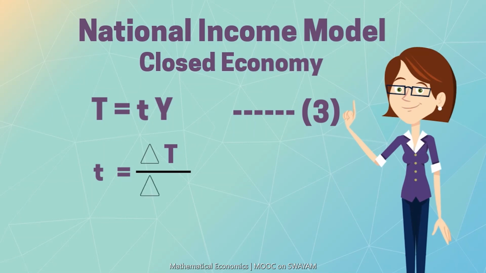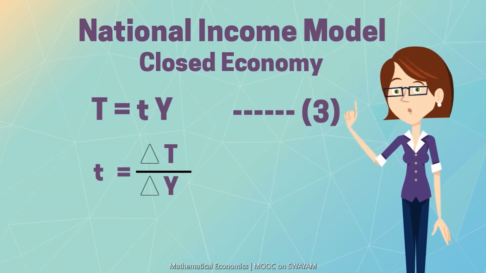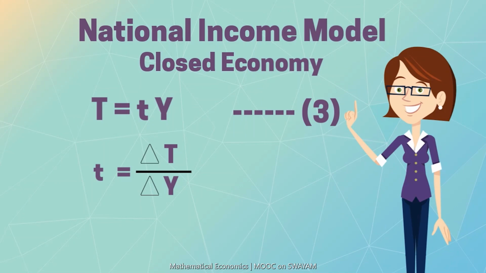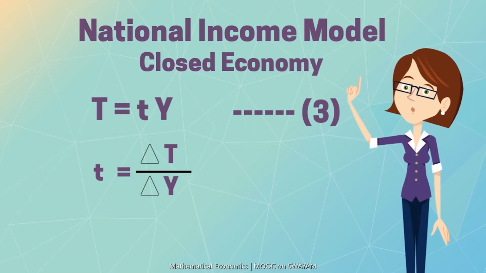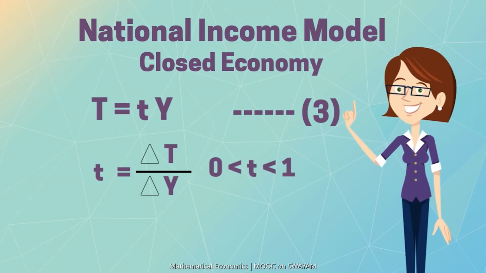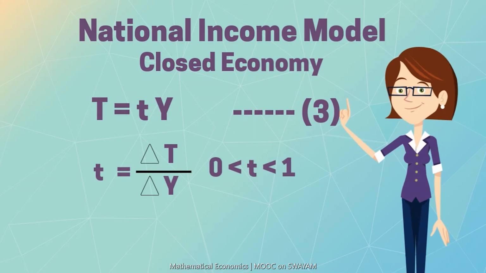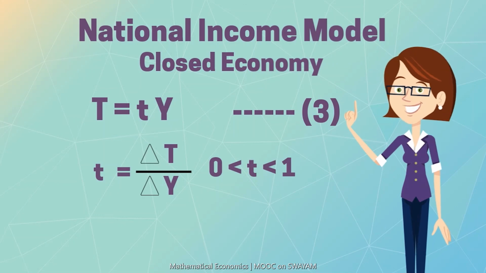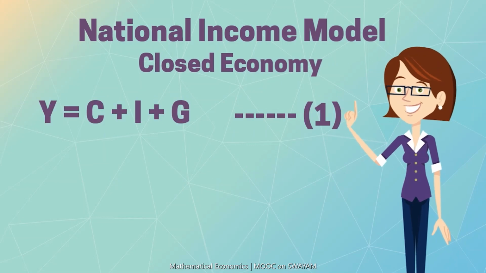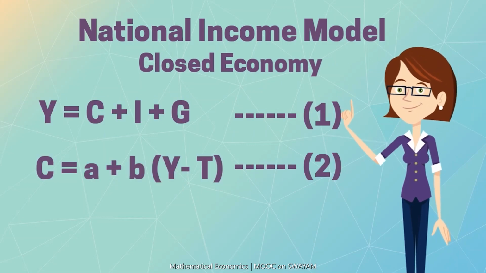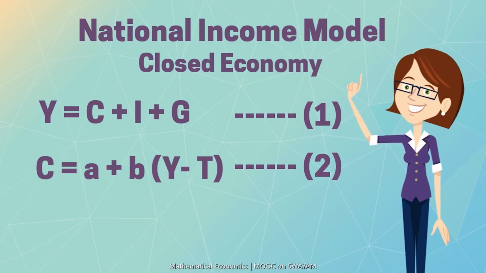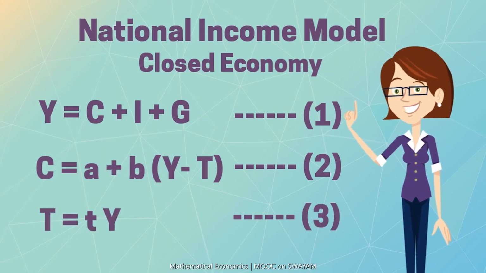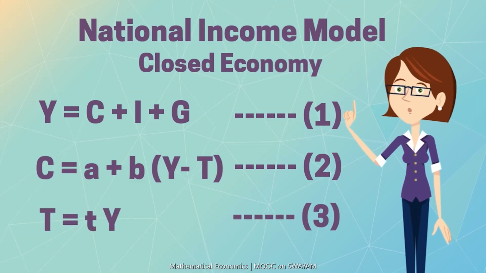Here, small t is the rate of change of tax with respect to change in the income, and the value of t lies between 0 and 1. It is important to note that there is no intercept in this equation. Combining equation 1, 2 and 3, we finally arrive at the national income model in a closed economy.